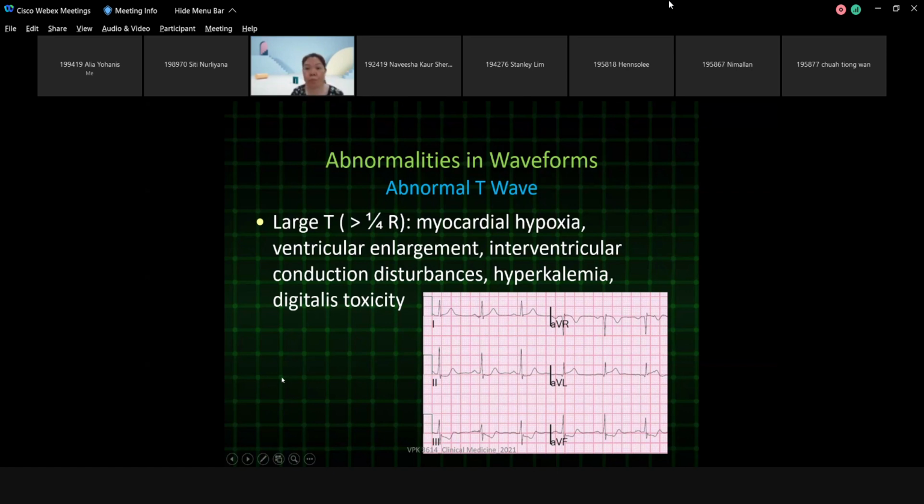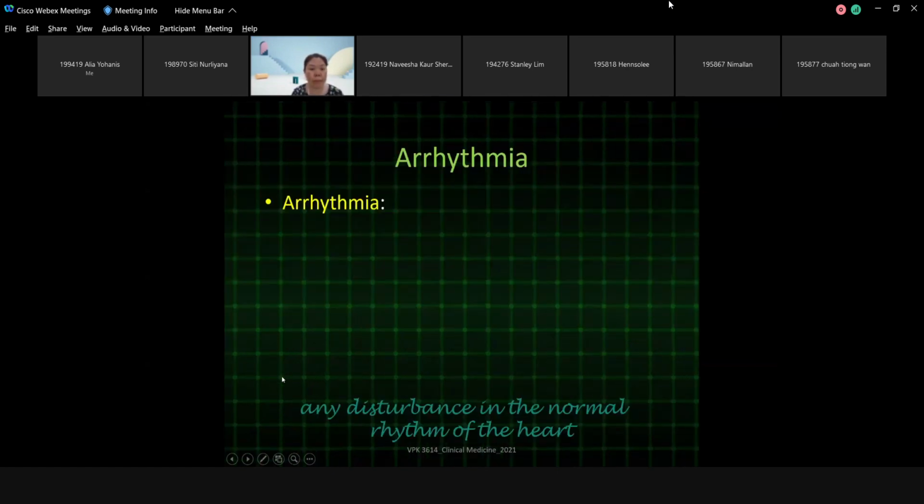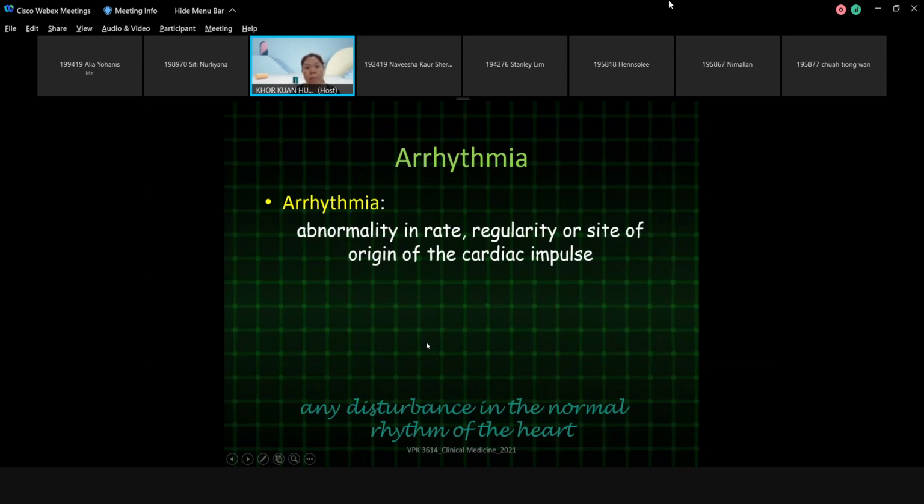Any question? Okay, let's go to arrhythmia. What is arrhythmia? Apanya nama arrhythmia? Apa maksudnya arrhythmia? Irregular heartbeat. So this irregular heartbeat is actually controlled by a few things.